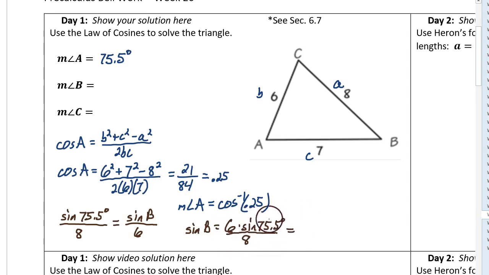Take a calculator and type this in right here. And that makes 0.7261 if you keep 4 decimal places. This value is what the sine of angle B is equal to. To actually find angle B, we need to do inverse sine. And when I type this in the calculator, the result is 46.6 degrees.